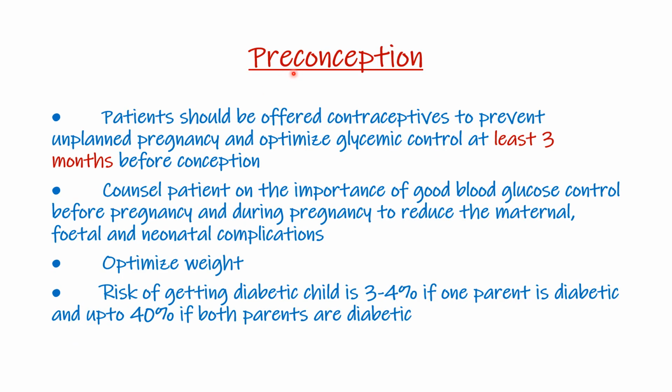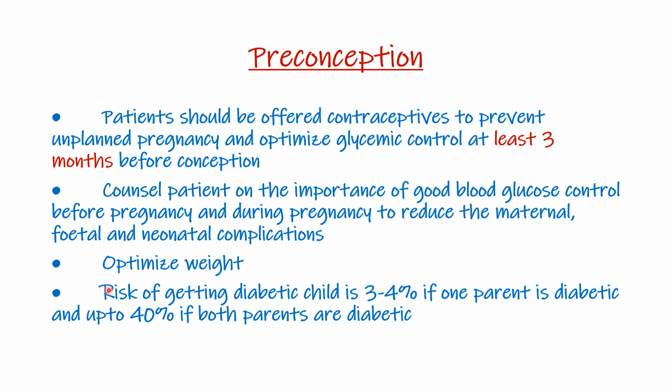So in terms of conception, we're going to begin our management in a very careful and very organized manner. So we begin with preconception care, where patients should be offered contraception to prevent unplanned pregnancy and to optimize glycemic control at least 3 months before conception. And this includes counseling the patients on the importance of good blood glucose control before pregnancy and during pregnancy to reduce maternal, fetal, and neonatal complications. I have a good video talking about pre-existing diabetes mellitus in pregnancy, which contains all these complications. So you can go and watch the video.